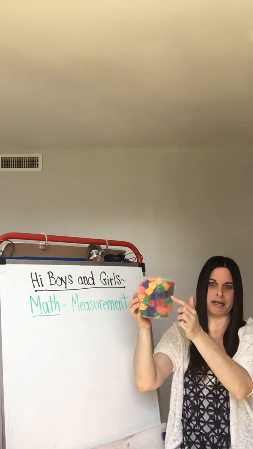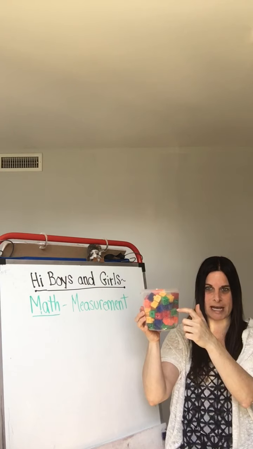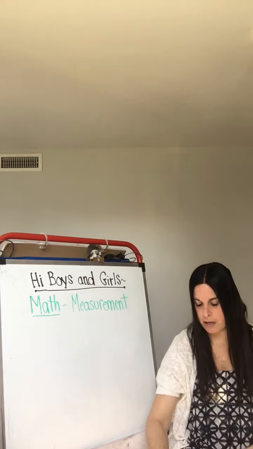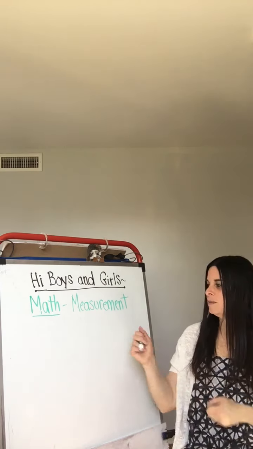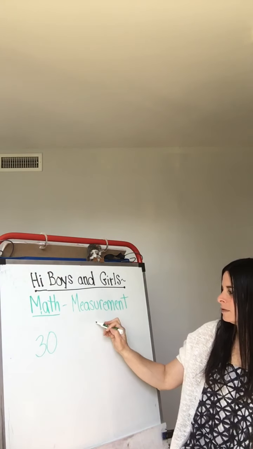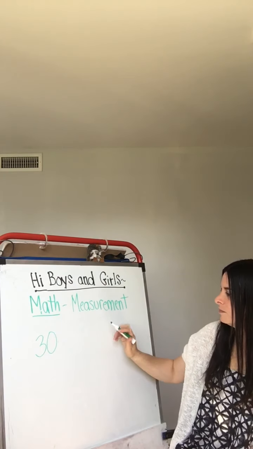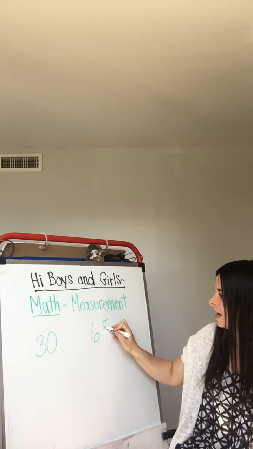This one has the greater capacity because the bigger container is gonna hold more objects, okay? So let's see if I write it. What was my first one? 30, 3 and a 0. And my other one, let me write that again, is 65.